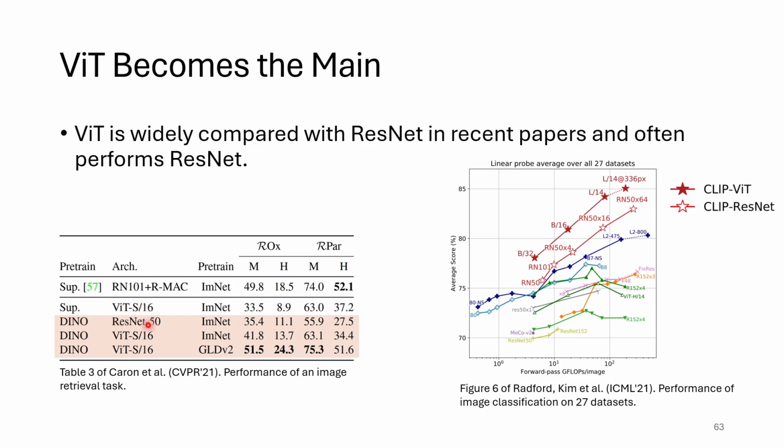This is a vision transformer for different settings. 16 means the patch size. The S means the number of layers, and they also compare with the ResNet. So they show that if they use vision transformer S with 16, it generates bad performance.